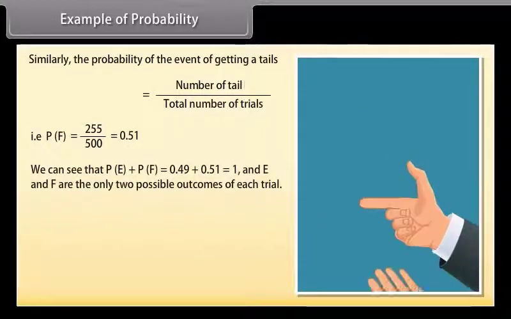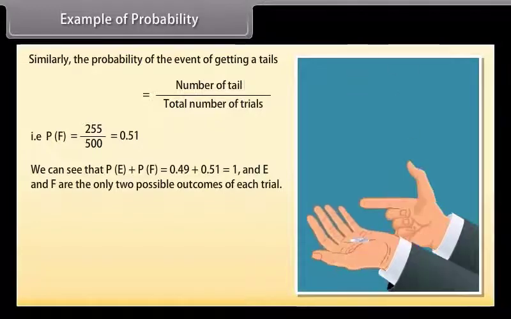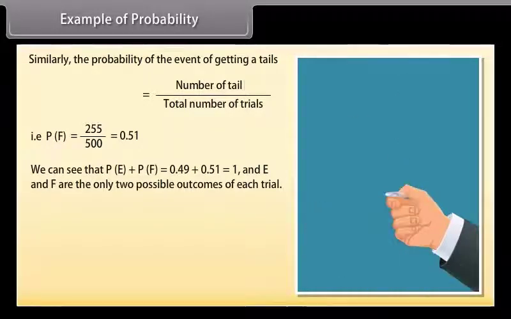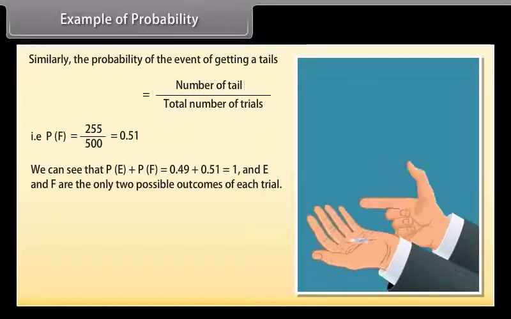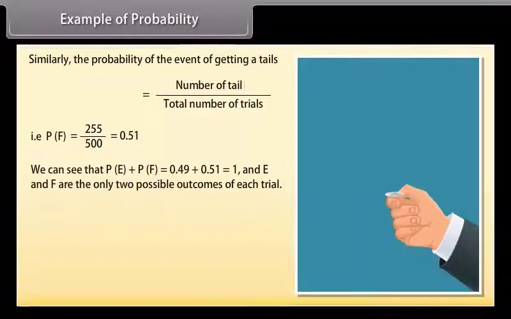We can see that P(E) plus P(F) is equal to 0.49 plus 0.51, which is equal to 1. And E and F are the only two possible outcomes of each trial.